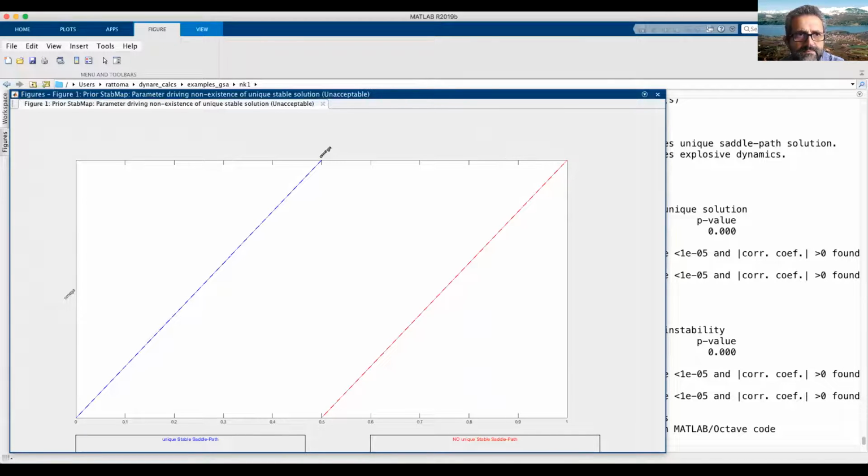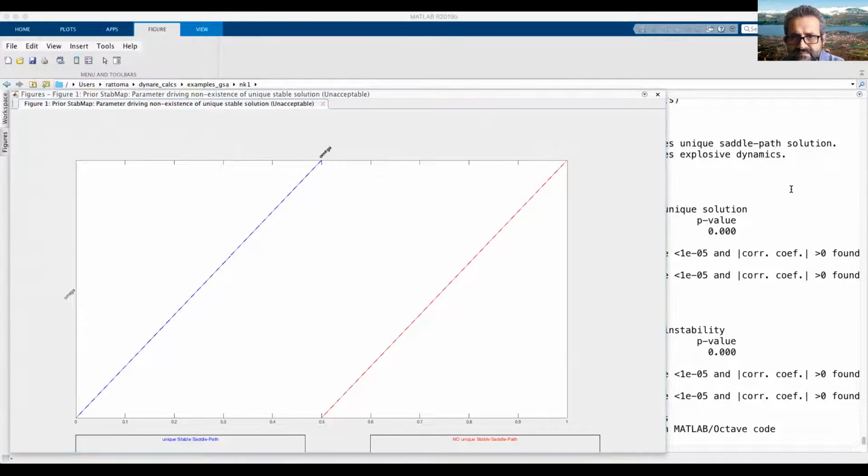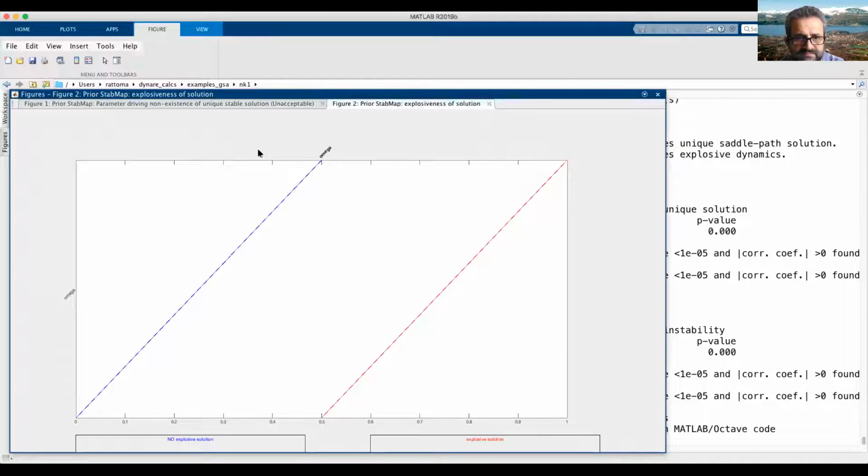Yes, yes, we see them. Okay, so that's the way to do it. Nice.